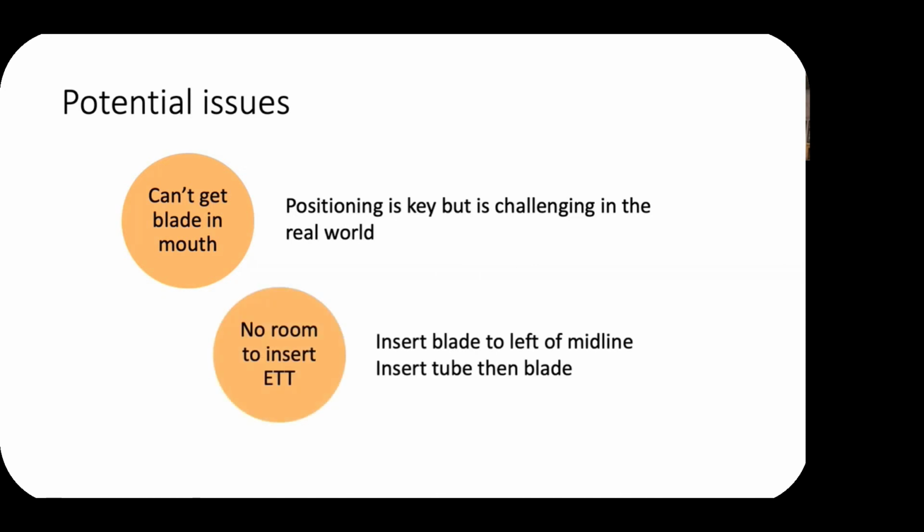Very briefly, if you find that when you're using a hyperangulated blade there is no room to insert the endotracheal tube, then try reinserting the blade to the left of midline, and if that fails, insert the tube and then the blade.